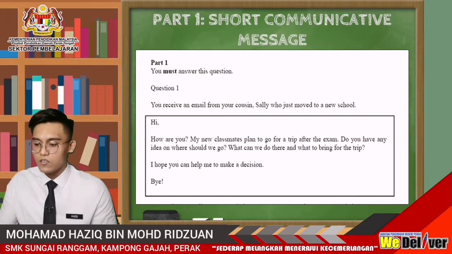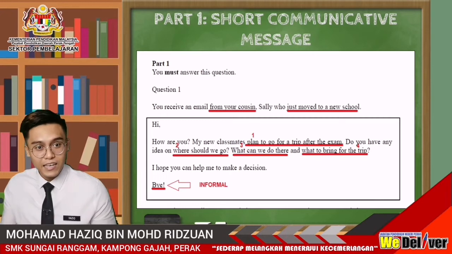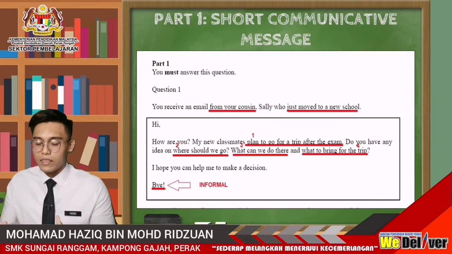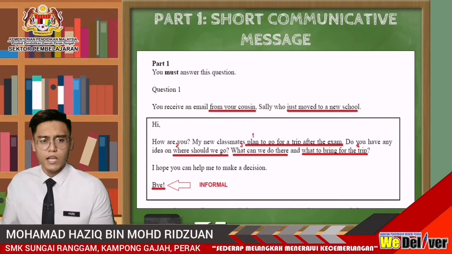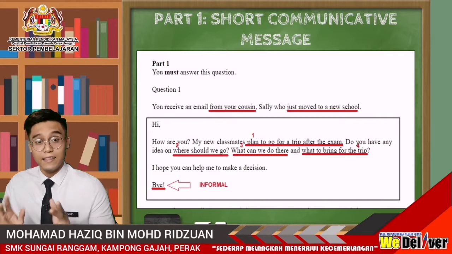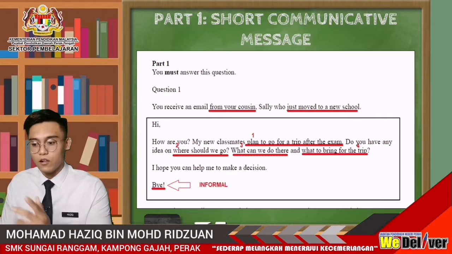Okay, let's take a look at this question. Okay, so this is the part where I already underline and show you the needs of the question. Let's read the question together. You receive an email from your cousin, Sally, who just moved to a new school. So here the question already set the situation. You cannot write to other people. You have to write to your cousin and the name is Sally. Do not change the name. Alright? It's given there already.